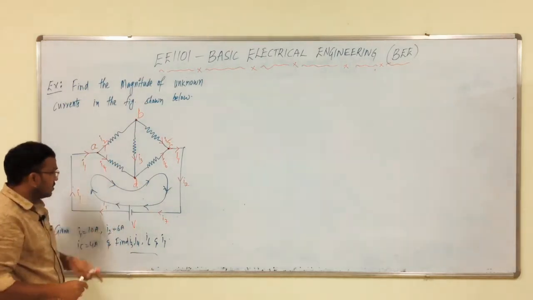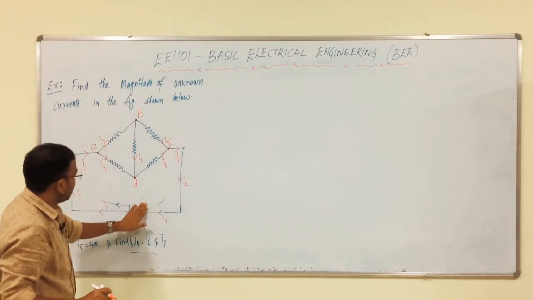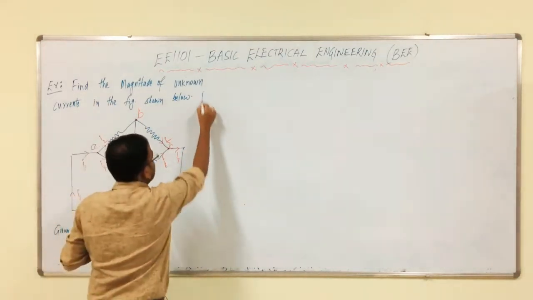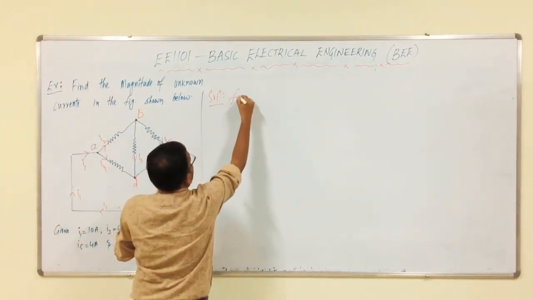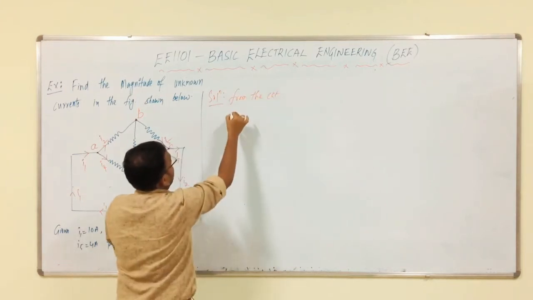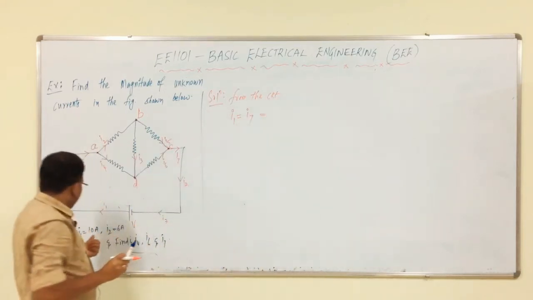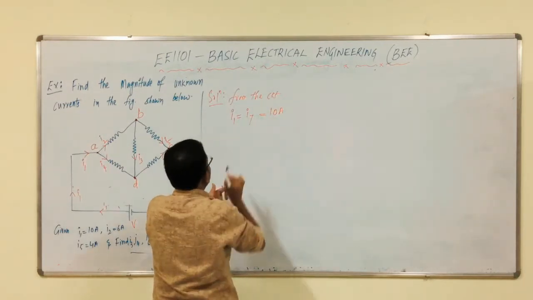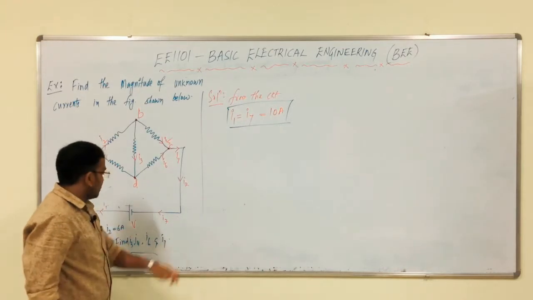So, from this observation we have I1 equals I7, that is the solution. From the circuit, I1 equals I7, which equals what? Given I1 is 10 amps. So, I1 equals I7 equals 10 amps, clear.